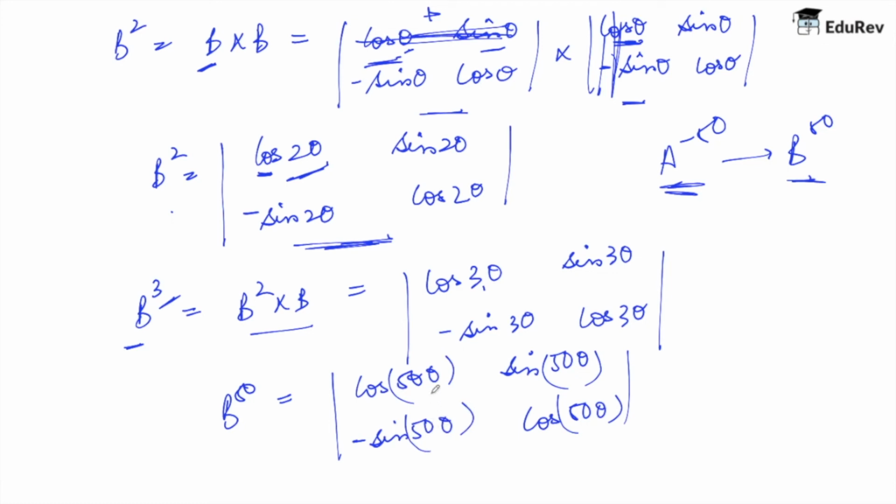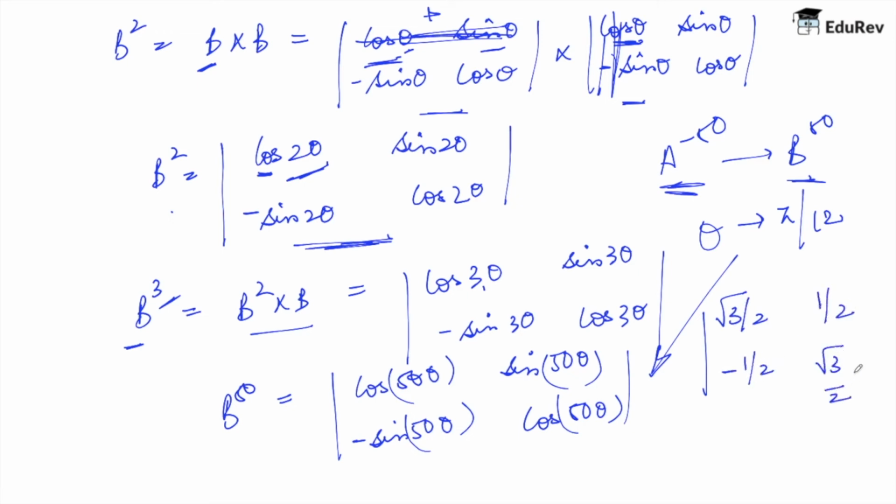Now the thing is that theta is pi by 12. So if I am going to put pi by 12 into this, I can easily find the matrix. So to find the matrix, I would write root 3 by 2, half, minus half and root 3 by 2. Simple. Why? Because we know that cos 50 pi by 12 will be equal to nothing. I'll just write it down.